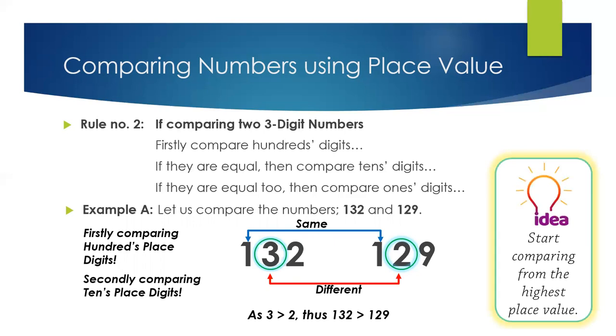Always, whenever you're comparing numbers, always start comparing from the highest place value digit. Whenever you are comparing two numbers of the same number of digits, you will always start comparing from the highest place value digit.